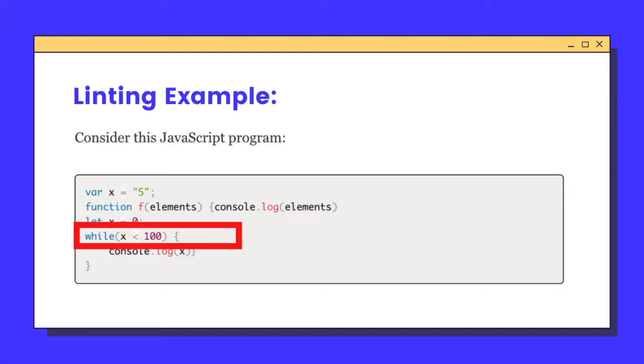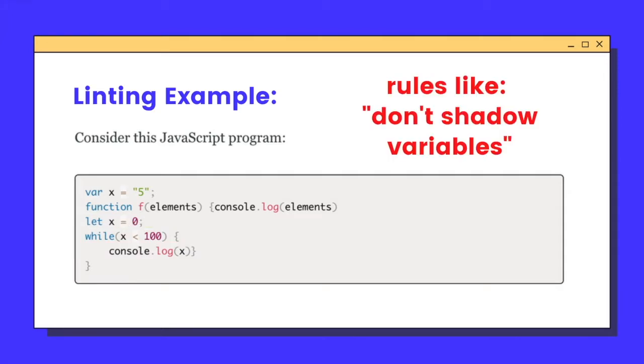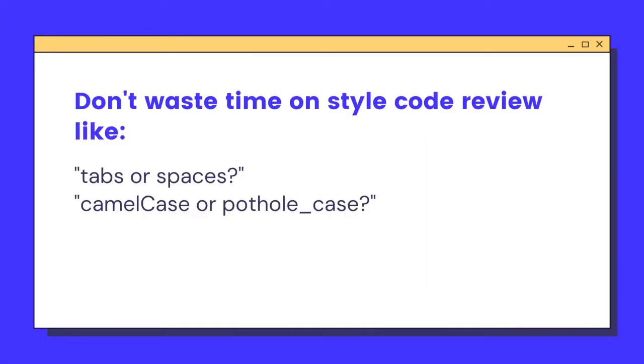So much of this feedback could be automated. A set of rules like "don't shadow variables" - never name a variable in an inner scope that has the same name as a variable in an outer scope - could be applied to each proposed change, so that human reviewers would not have to waste effort leaving code-style comments. Tools that maintain and run such lists are called linters.